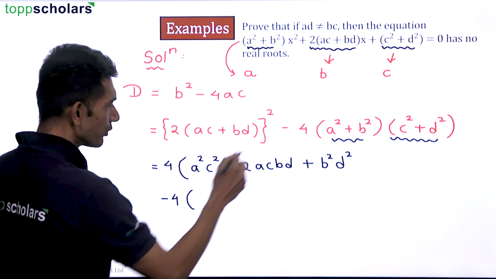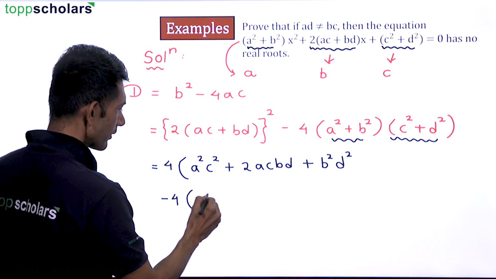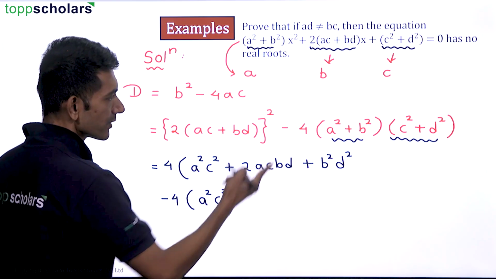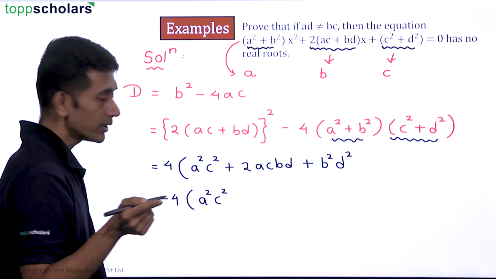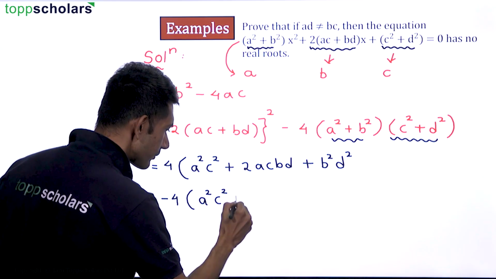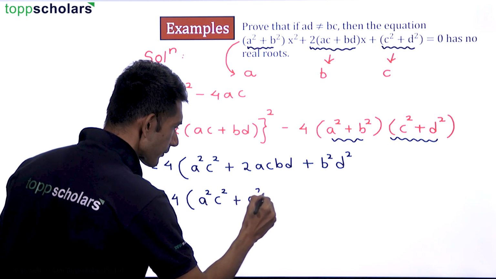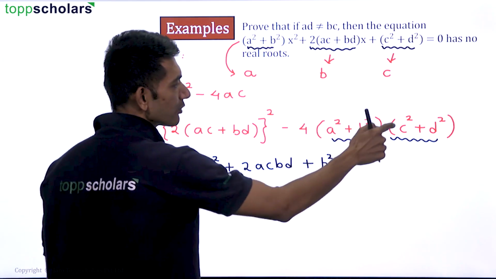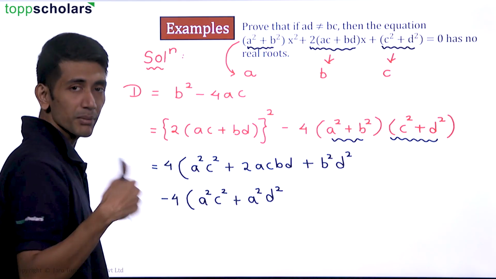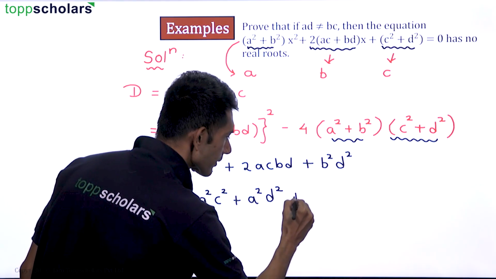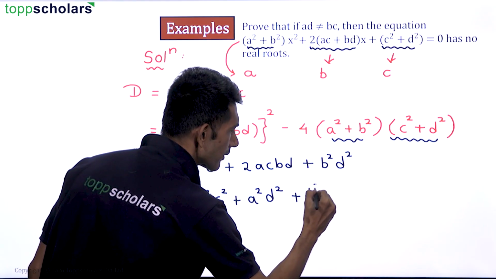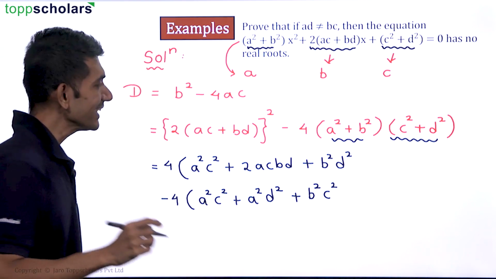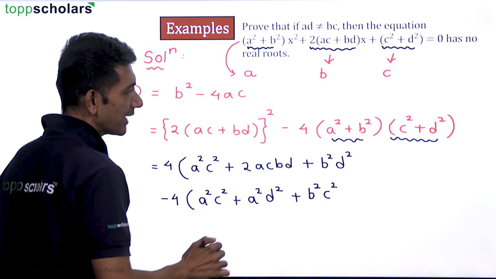I'm going to get A square into C square, A square C square, A square into D square. So can I say that is going to be equal to A square D square? Then I have B square into C square. That gives me B square C square. And finally, I have B square into D square. That is B square D square.